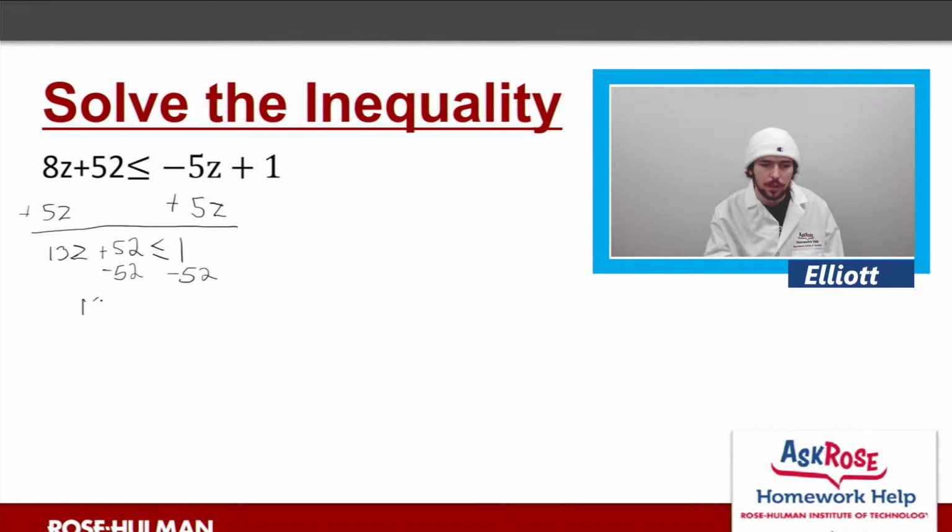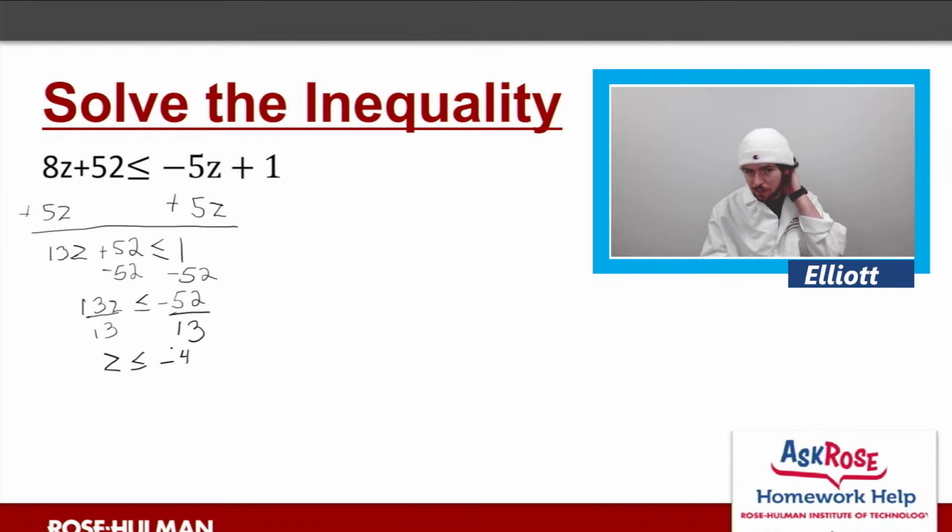We get 13z is less than or equal to -52. Let me go ahead and divide by 13. Cool. We'll get z is less than or equal to -4. So this just gives us an idea that we could plug in -4 for both of these, and that this one would be less than or equal to this.